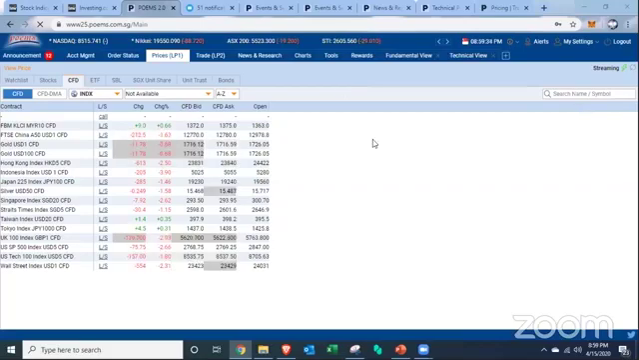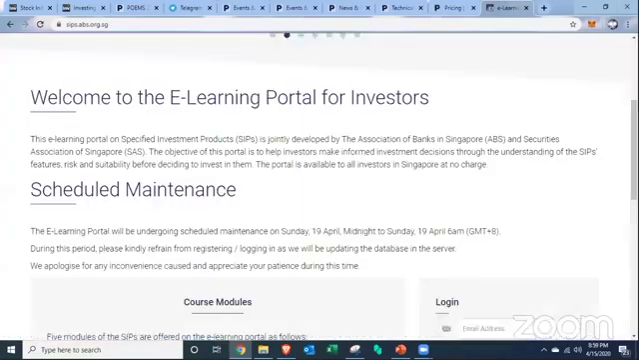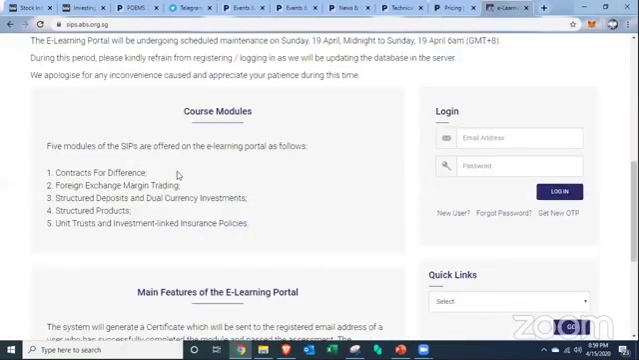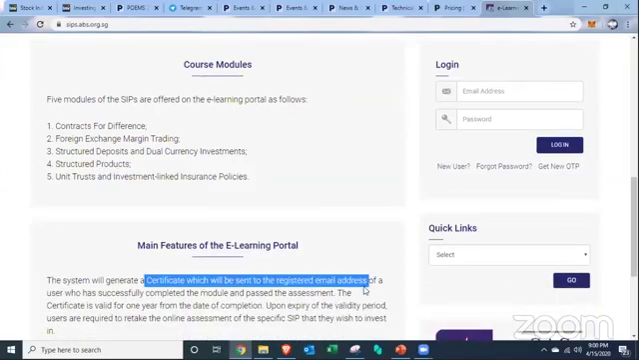Okay, someone asked about how to check the link. I'll explain again. You just Google for SIP ABS. Over here, there's an e-learning portal for investors. You just have to create an account and log in. Then if you are trading CFD, you can go inside Contract for Differences to fill up. In case some people are trading unit trusts, then you have to fill up all this and get the certificate accordingly. The certificate will be sent to your email after that. Then you can send it to us or to your trading representative. From there, we can activate your account.